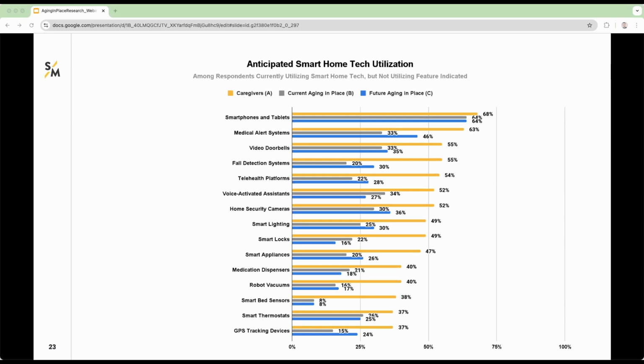There is, of course, one technology that all groups are actually agreeing is going to play a significant role in future independence. It's right there at the top. I don't know that this is going to be a surprise, but it's smartphones and tablets.